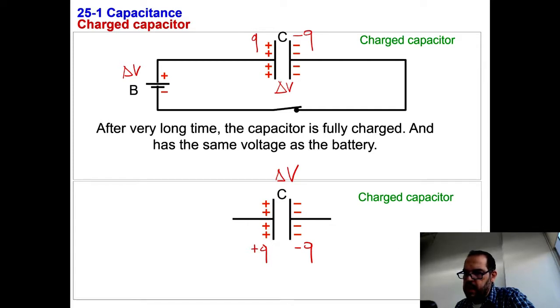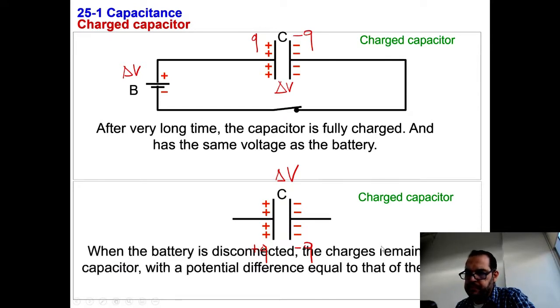Unlike the battery, which usually lasts for a long time, a capacitor, once it's connected, will start discharging through the circuit connected to it. So when the battery is disconnected, the charge remains on the capacitor with a potential difference equal to that of the battery.